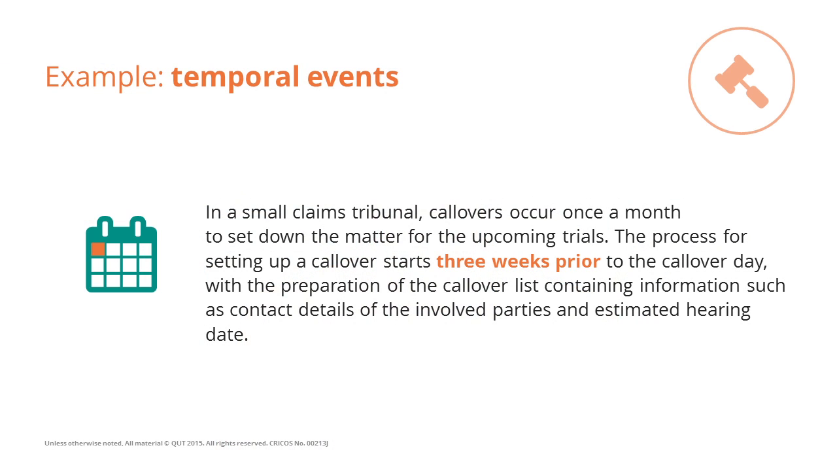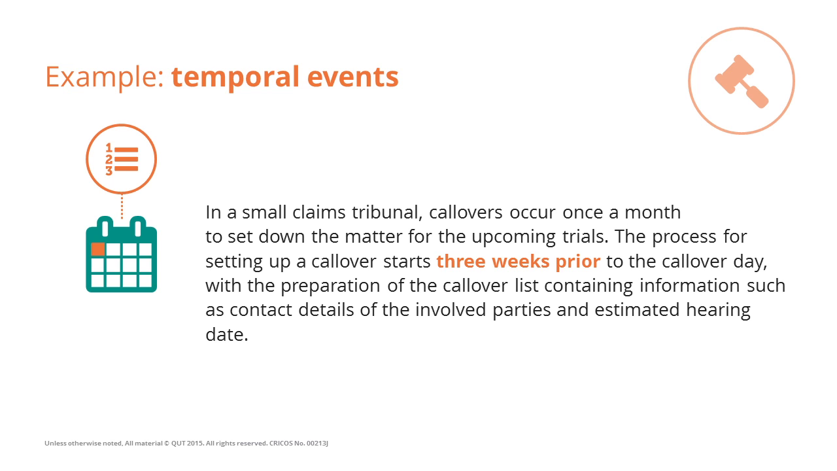This is the callover setup that takes place at a court, and it is about setting up a callover date and organizing all the required resources to hold the callover. So in a small claims tribunal, callovers occur once a month to set down the matter for the upcoming trials. The process for setting up a callover starts 3 weeks prior to the callover day. So this is already a temporal event. It's a particular trigger for this process.